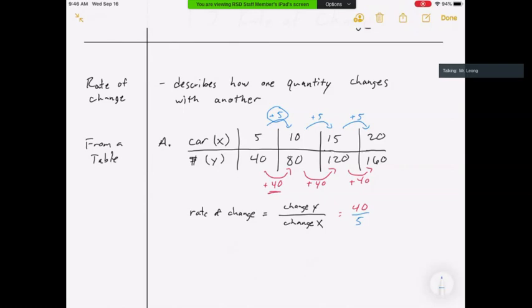Okay, notice you're not comparing the two numbers together anymore. You're comparing how much they changed. So this simplifies to 8 over 1. Now, what we want to know is, is this a constant rate of change? Is that true for everything? Well, yeah, look. This is 40 over 5. There it is again.